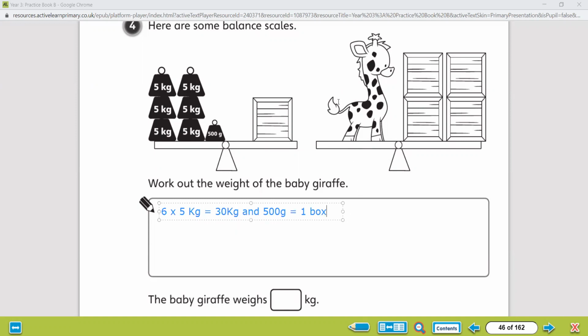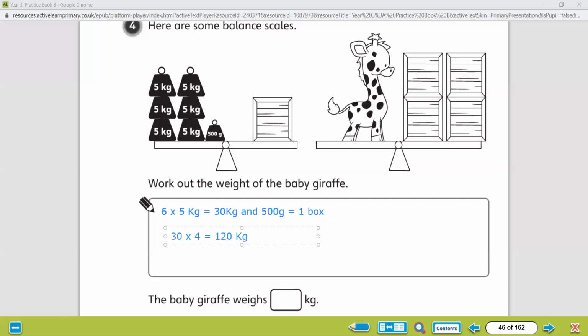Okay, but my baby giraffe is 4 boxes. So I've got to multiply this number here by 4. So I'm going to do underneath. 30 times 4 equals. So I know that 4 times 3 is 12: 3, 6, 9, 12. And 30 is 10 times bigger than 3. So my answer is going to be 10 times bigger than 12. So it's going to be 120 kilograms.